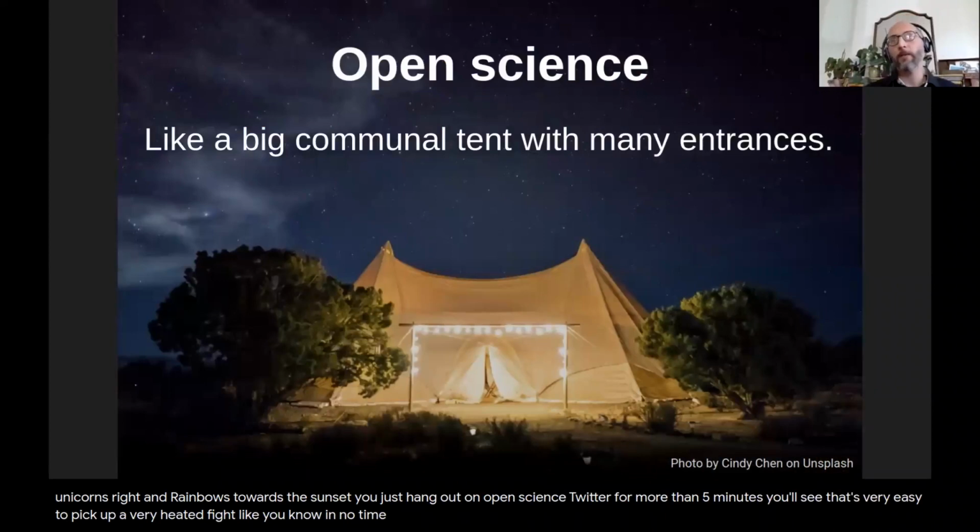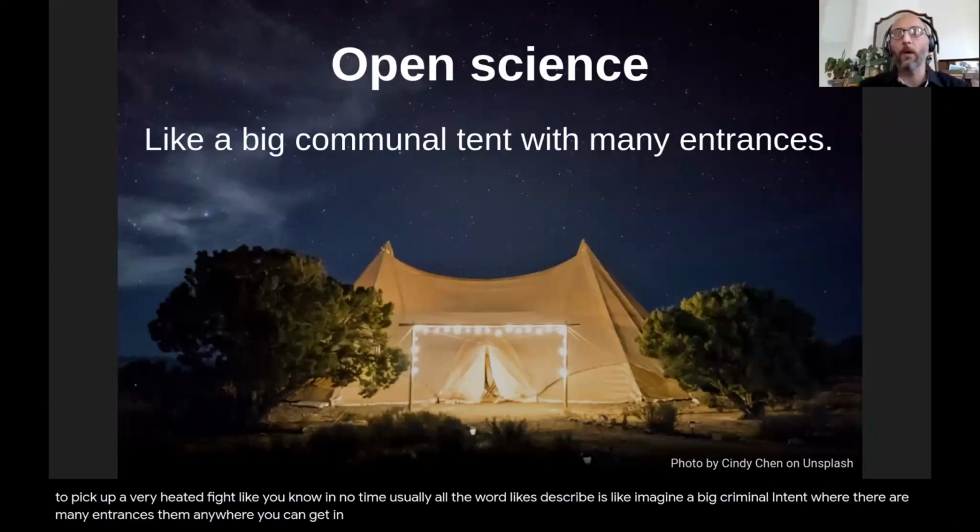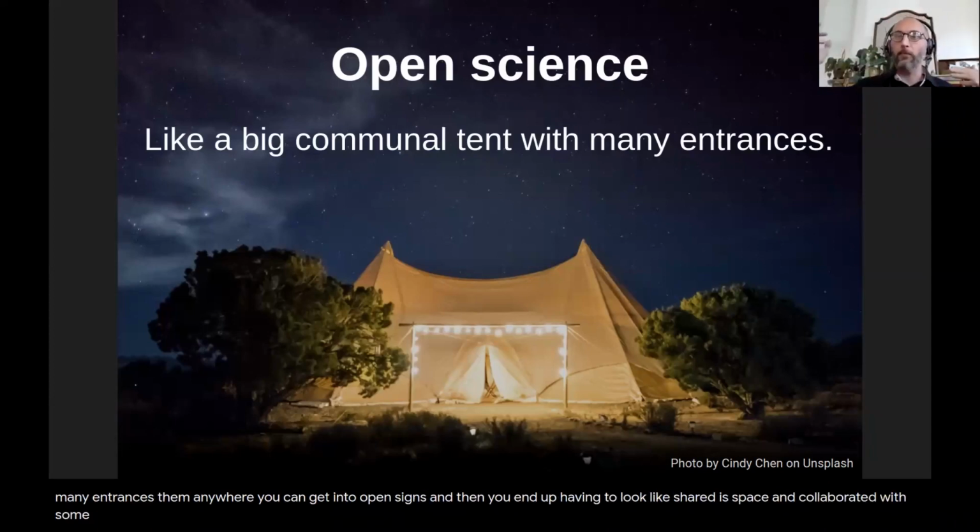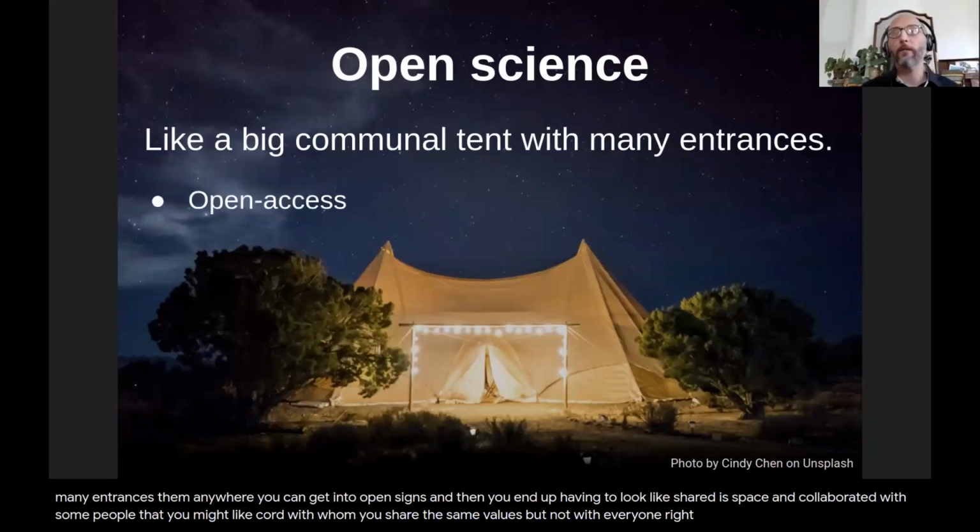The way I'd like to describe open science is like imagining a big communal tent where there are many entrances. There are many ways you can get into open science. And then you end up having to share this space and cohabitate with some people that you might like or with whom you share the same values, but not with everyone, right? And there are different ways you can get into it.